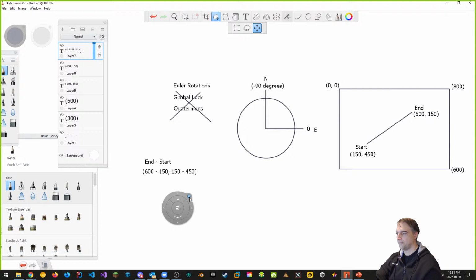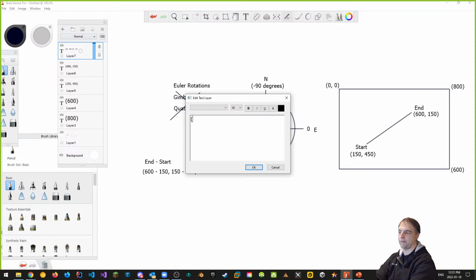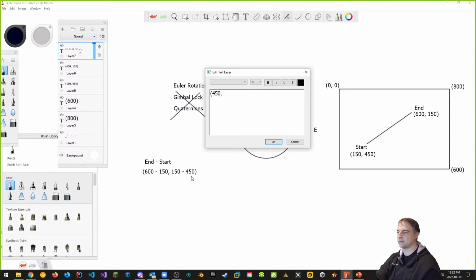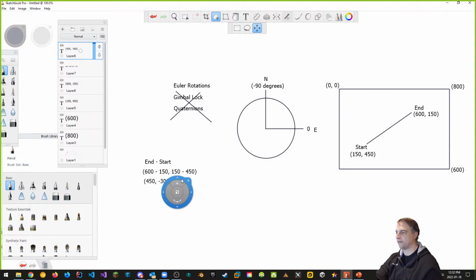So we get a resultant vector that looks like what? Well, 600 minus 150 is, let's say, 450. And then what is 150 minus 450? That's negative 300, right? Would you agree? So 450, negative 300 is the total vector from here to here. And we have a magnitude. There's a distance we can also figure out between the start and the end point.